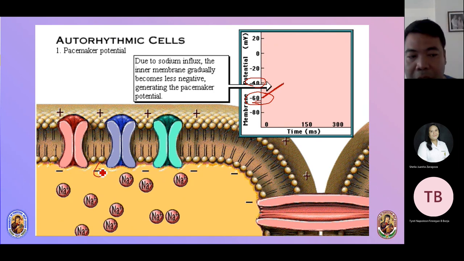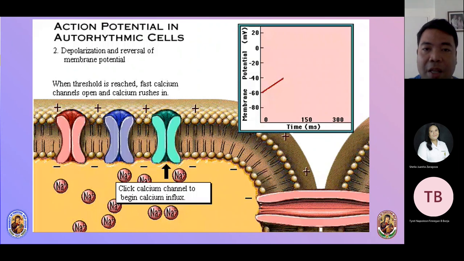It became less negative. And that change in the membrane potential is already enough to open the next ion channel, which is the calcium channel. Calcium is really just waiting for the sodium channel to open and the membrane potential to reach negative 40 millivolts. The negative 40 millivolts is a voltage threshold for the calcium channel to open. Once it is reached, the calcium channel will open. That is why negative 40 millivolts is the threshold. And once the calcium channel opens, take a look at what will happen.